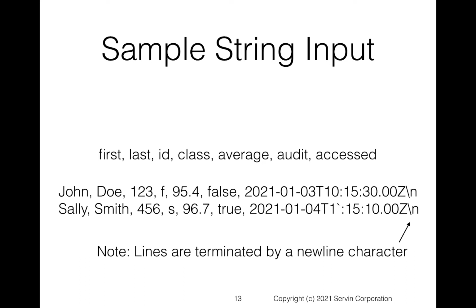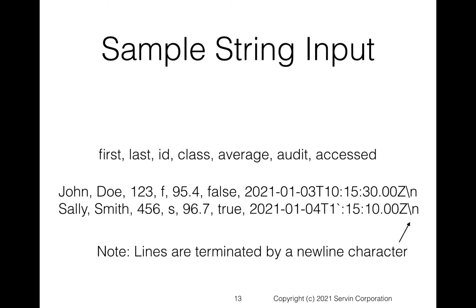So here's a sample string. I've got John Doe, 1, 2, 3, and so forth. And notice at the end of that John Doe line is a \n. The \n is a line termination character. Now on Linux, it'll be \n. On another system, it may be something else. But we'll see how Java allows us to abstract what is the line termination character.